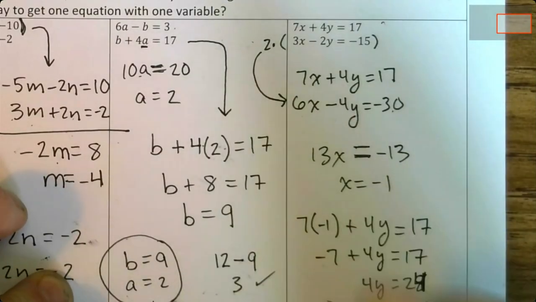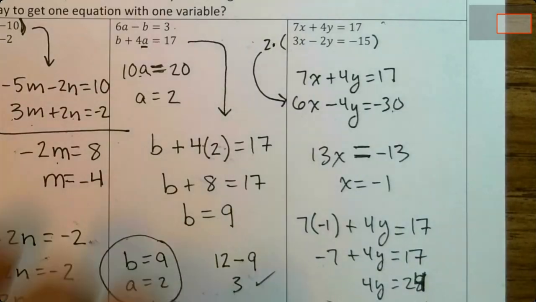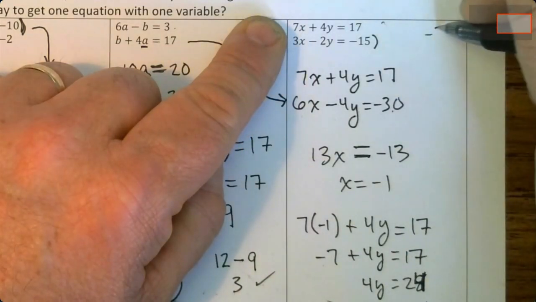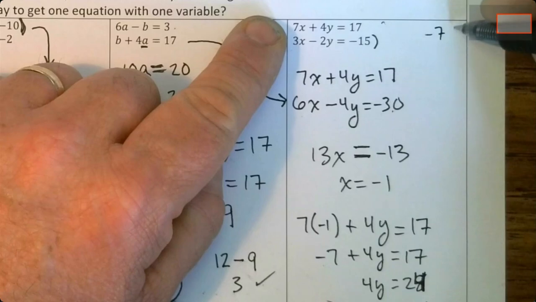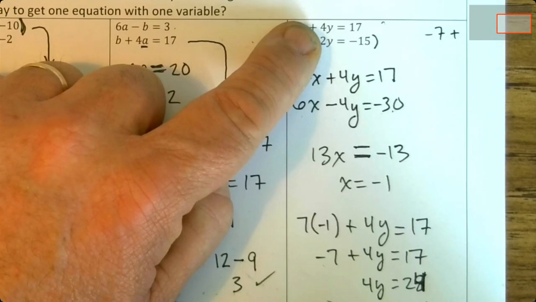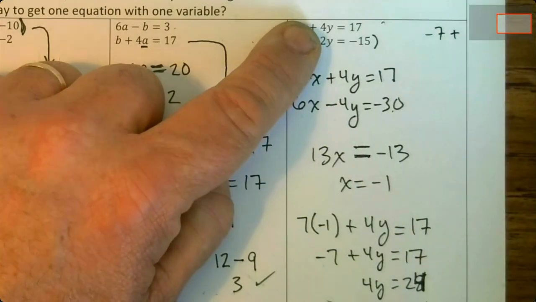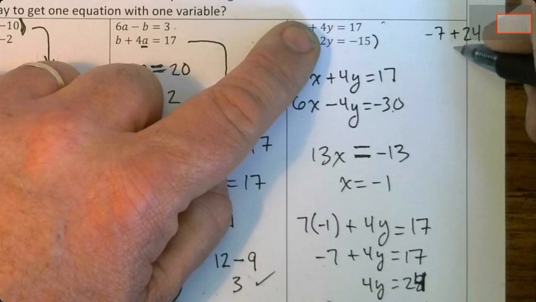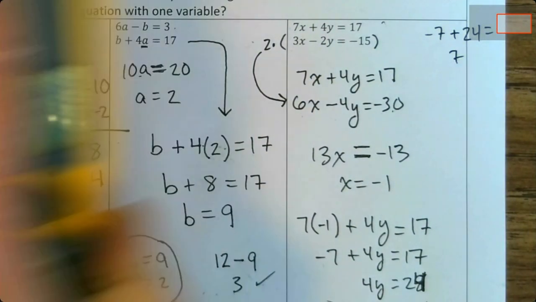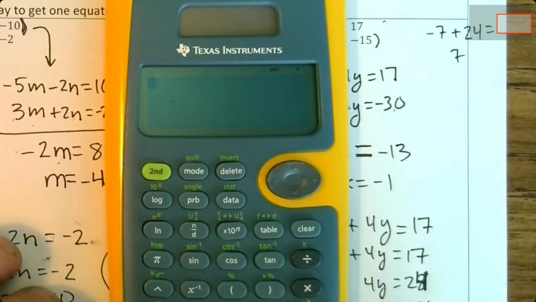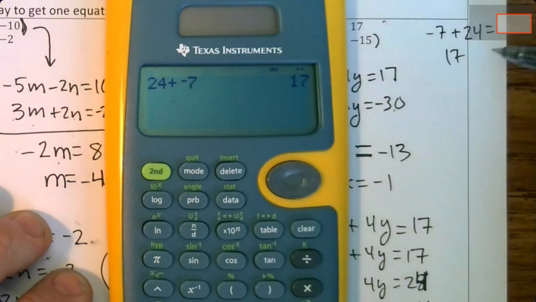So again, checking this is a super good idea. If I plug in x here, I would have negative 7 plus 6 times 4, which is 24. And if I add negative 7 and 24, I do get 17. Although I'm shaken by my incompetence, it's just an arithmetic deficiency. 24 plus negative 7 is 17. So that one checked.